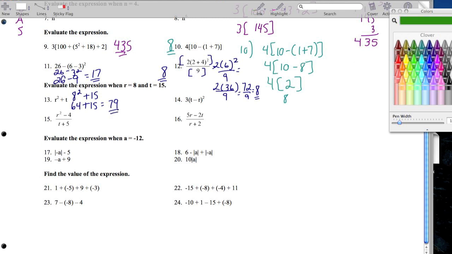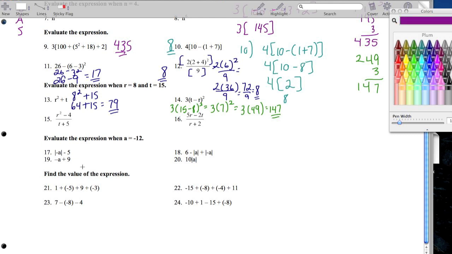Number 14 is going to be 3 times the quantity t minus r, quantity squared. So really this is 3 times 15 minus 8 squared. 15 minus 8 is 7, so I do what's in parentheses first. Now I have an exponent, so the only thing being squared is a 7. So I really have 3 times 49. And a little bit of side work. 49 times 3 should be 147. It is 147. That's the answer. Number 15.